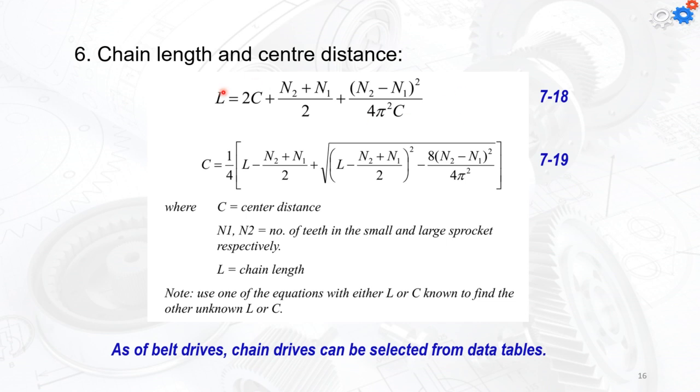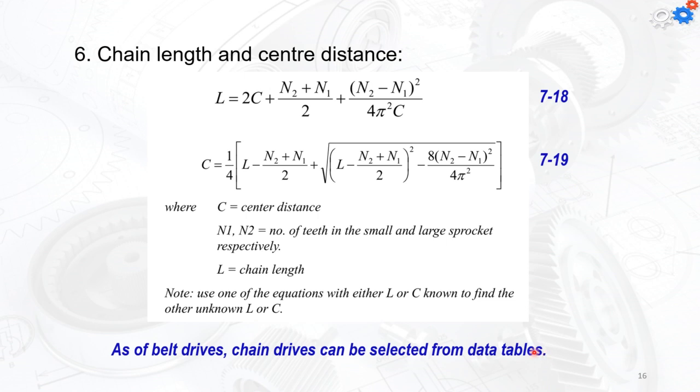And then after we finish with that, we can recalculate the value for C, which is what we call the actual theoretical C value, by using equation 719. And I will come to the actual C value for our design. Again, as for the chain drives, they can be selected from the data tables later.